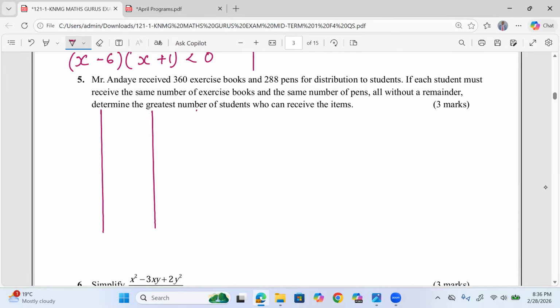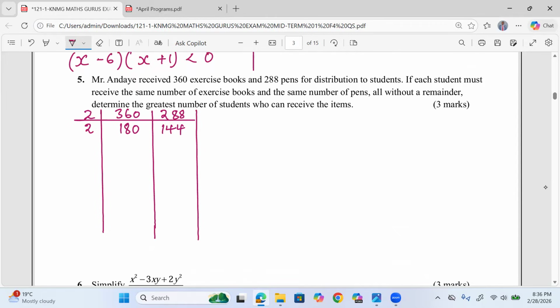So the greatest common divisor, famously known as the GCD, or the highest common divisor, can now be determined. 360, 288. We start by dividing by the least prime factor, which is 2, giving us 180 and 144. I think that is well divided.